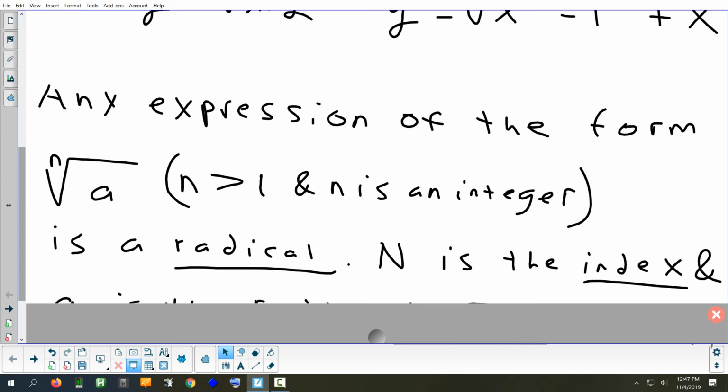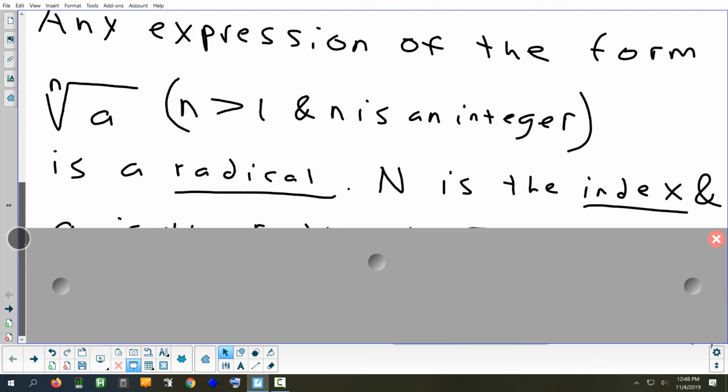Okay? And the index always has to be an integer, because you can take a square root, you can take a cube root, and there's nothing in between the two. There's no such thing as a 2.5 root. Right? Square root, cube root.